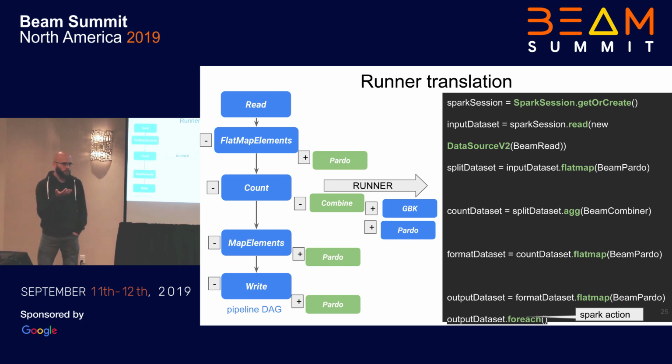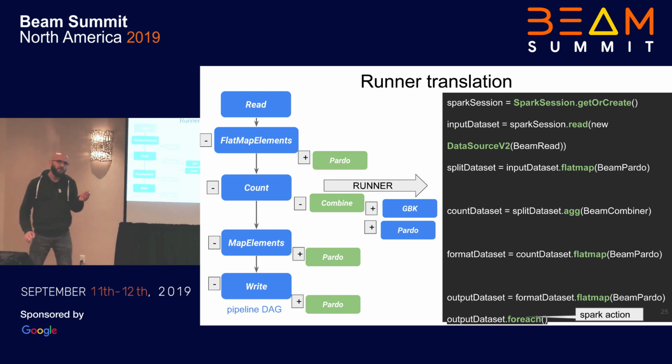The job of the runner is to translate the blue part into Spark native code. Of course, this is pseudocode, you see, but it's using the Spark native API, like the Spark session, the read with data source v2 API, flat map, aggregation, and so on. So this is this native Spark code that gets executed by the actual Spark engine. So how is it done?